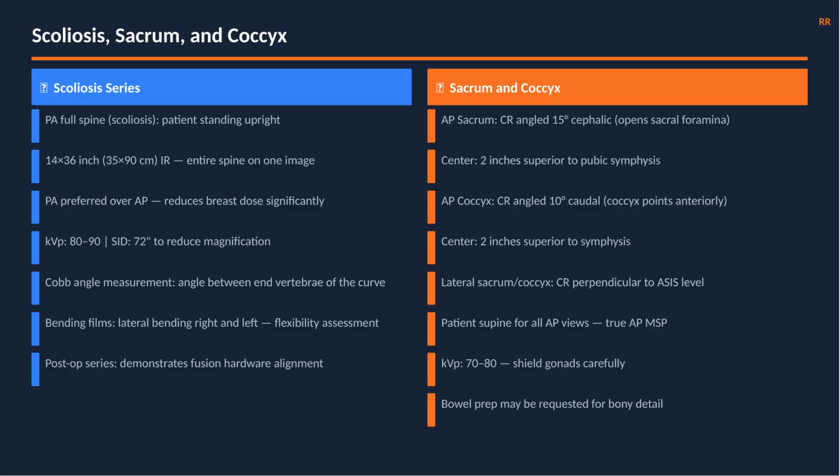AP coccyx. Patient supine. CR, 10 degrees caudal. The coccyx points anteriorly, so a caudal angle aligns the beam along its length. Center, 2 inches superior to symphysis. Lateral sacrum and coccyx. CR perpendicular at ASIS level.